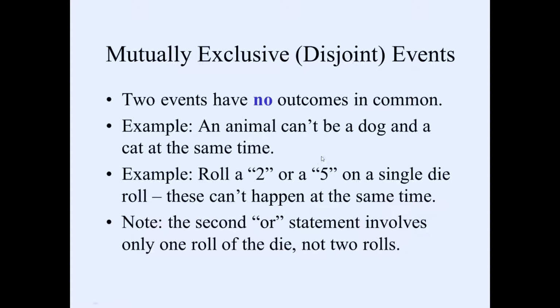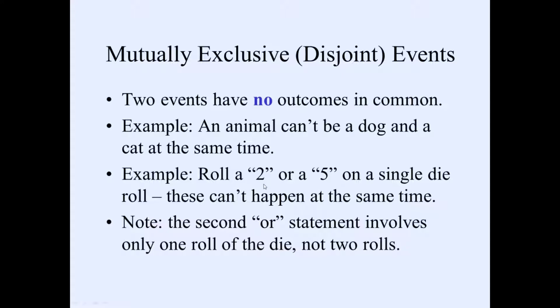All right? So when you see something like this, make sure that you understand that it's a single roll. So if, for example, they say, what's the probability of getting a 2 and a 5 on a single die roll? Don't treat it like it's two dice. I mean, you can get a 2 and a 5 when you roll 2 dice. But on a single die, it's only going to be one or the other, but not both.